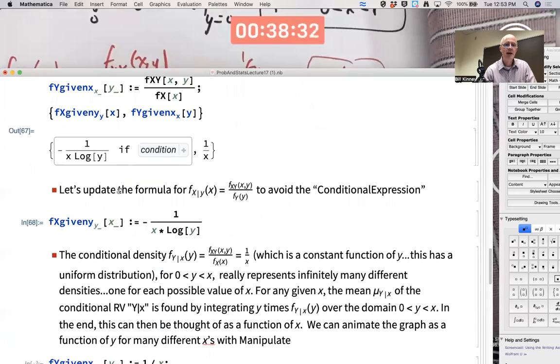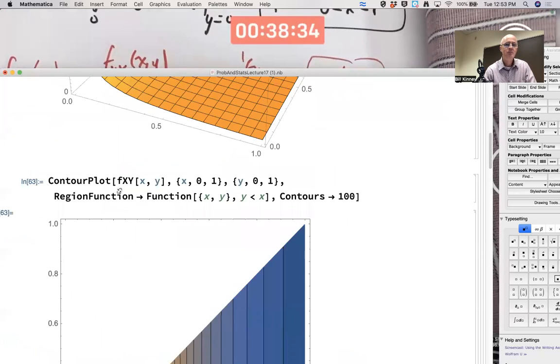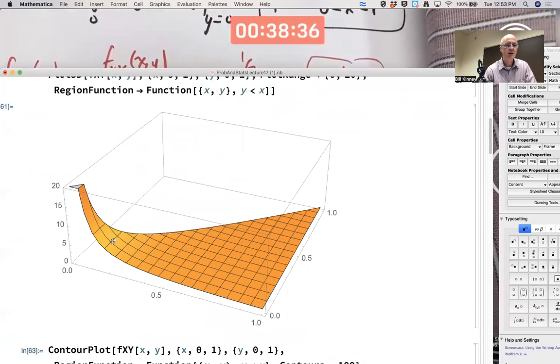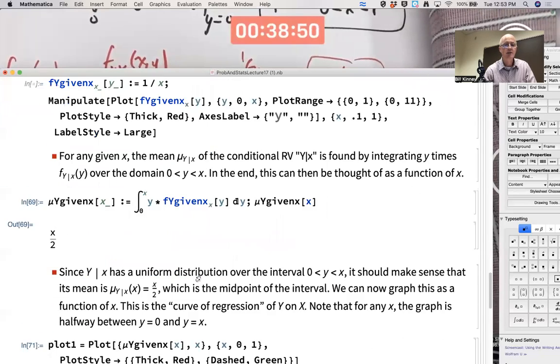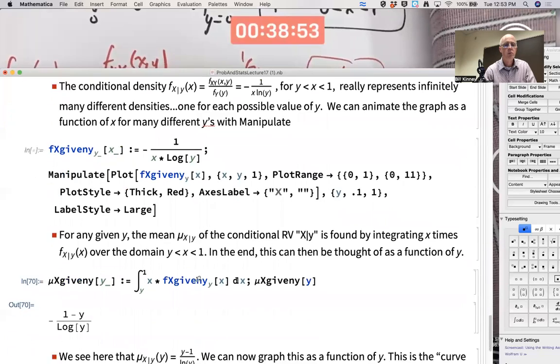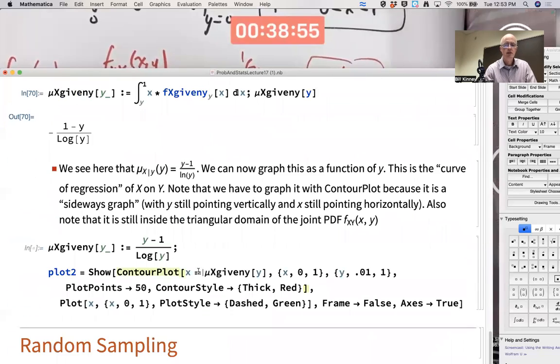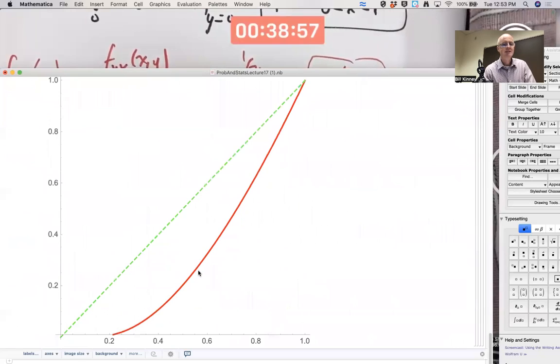That's fairly simple, and the reason is because in the y direction for any fixed value of x, the distribution is simple, it's uniform. It's not so simple in the x direction for a fixed value of y. It's not constant, it's not uniform. And that's why the curve of regression for the other one is more complicated. Its plot is a curve.